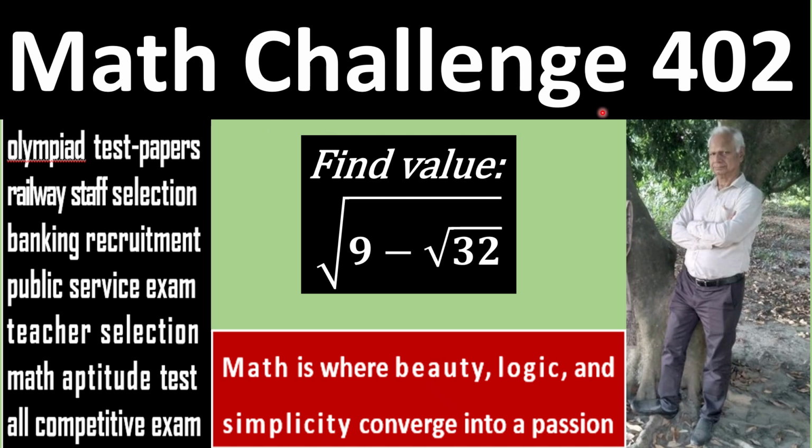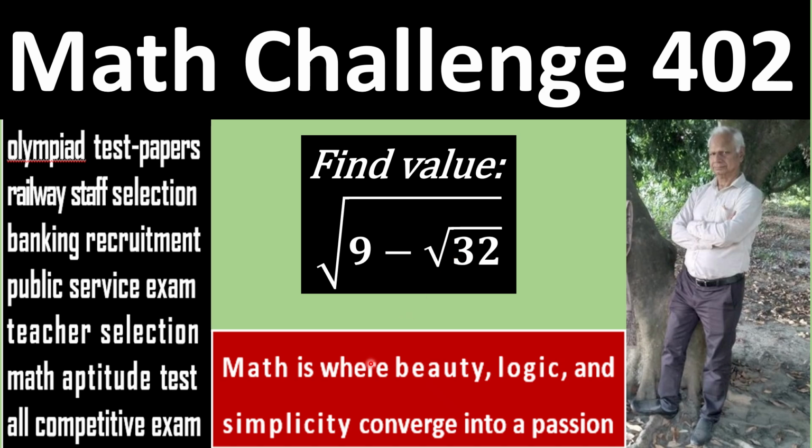In Math Challenge, we bring you important questions for Olympiads and all competitive examinations, mathematical and numerical aptitude tests. In Math Challenge 402, we have to find the square root of an expression that itself contains a radical sign: 9 minus square root of 32. So extracting the square root of 9 minus root 32, that is Math Challenge 402.